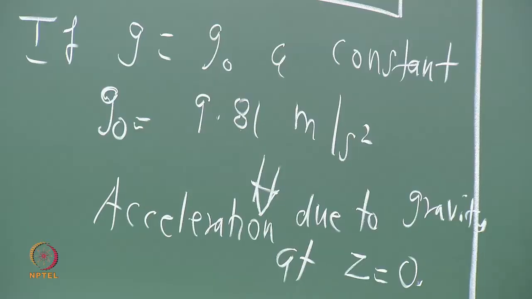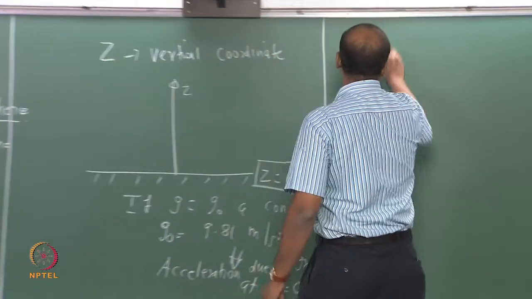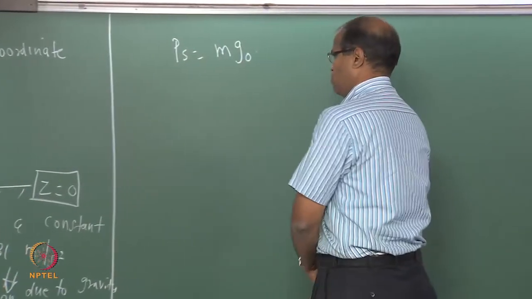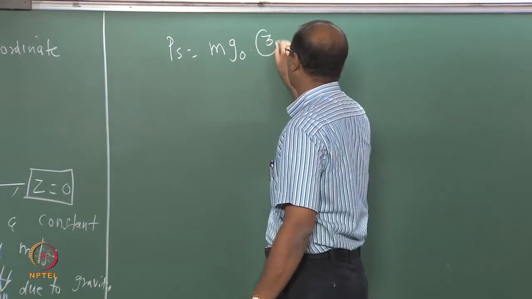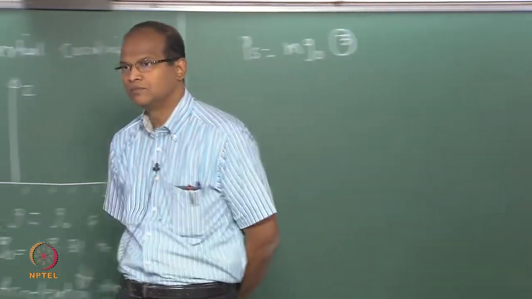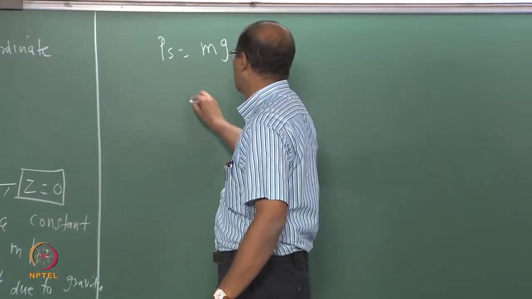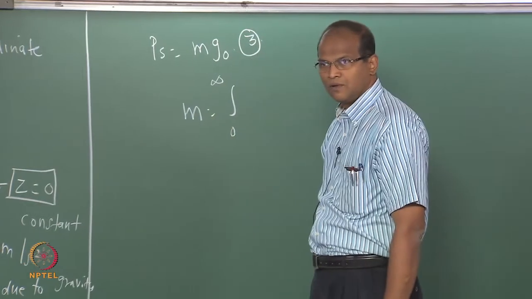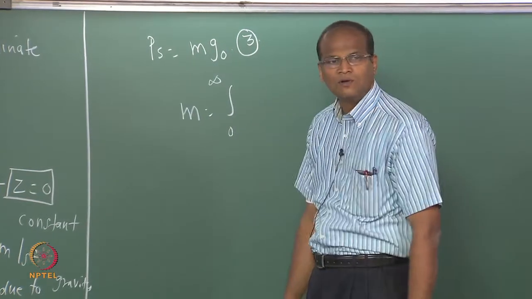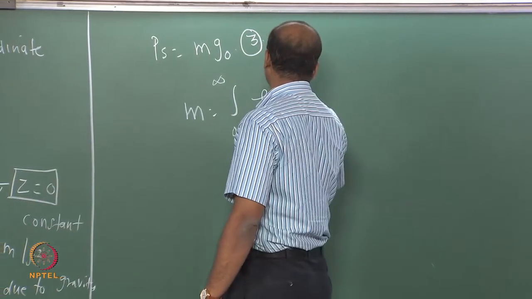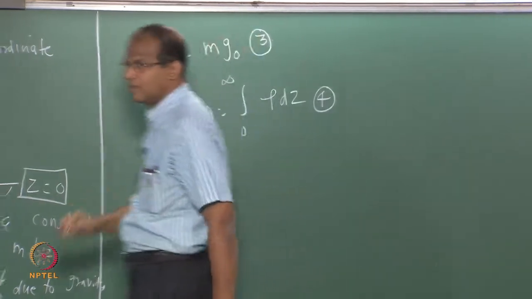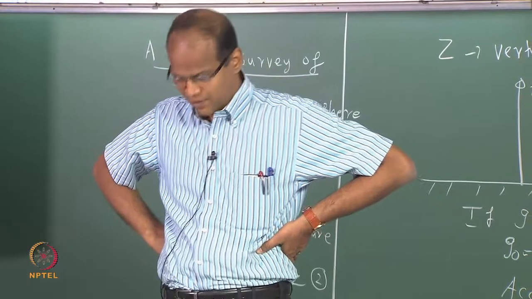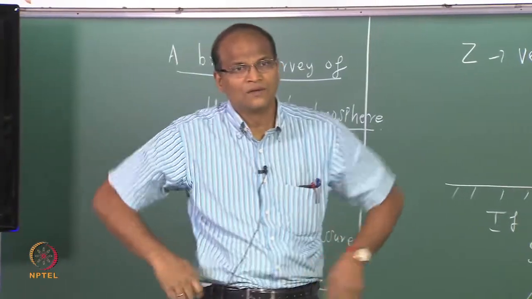Okay. So then PS equal to, where m is given by rho, very good, rho dz, that is it. If I know how rho varies with z, I am home. I will be able to calculate the mass of the atmosphere. Okay.